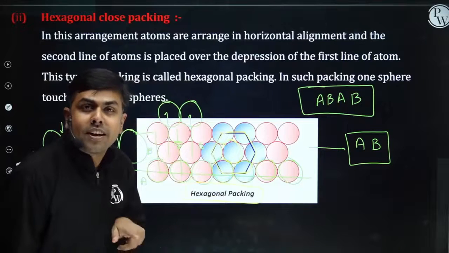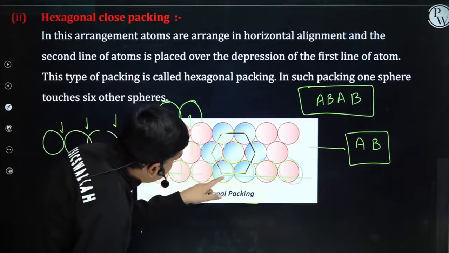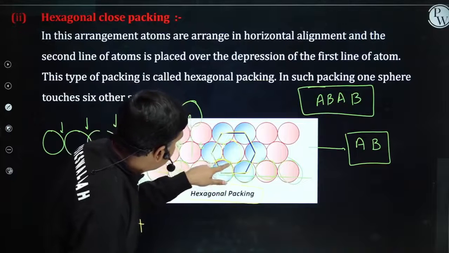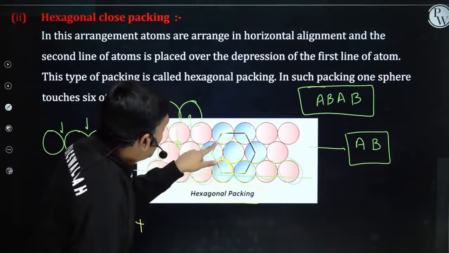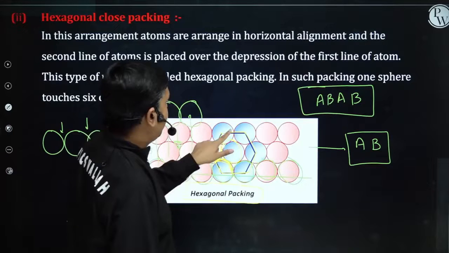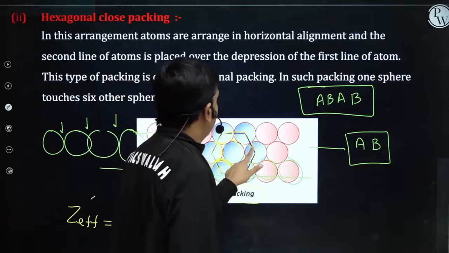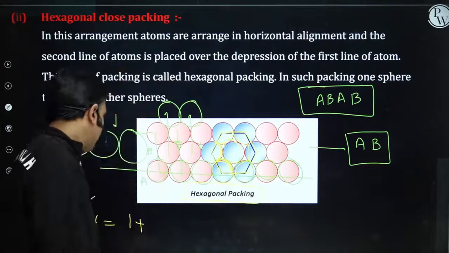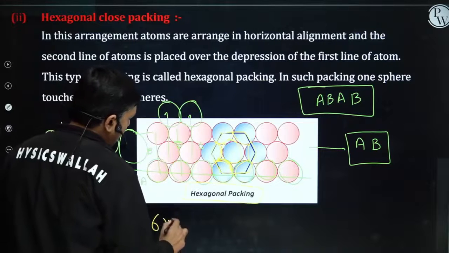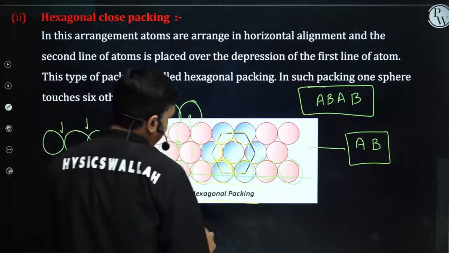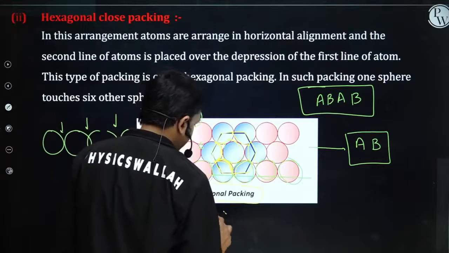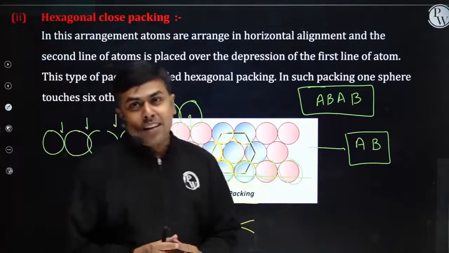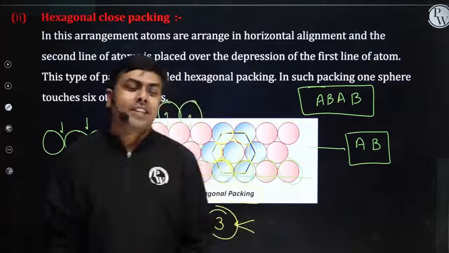along the corners of this regular hexagon, and each atom is having a contribution of 1 by 3. 1 by 3 part of this atom is lying inside this regular hexagon. 1 by 3, 1 by 3, 1 by 3, 1 by 3. Am I clear, students? So 6 into 1 by 3, so 2 plus 1, it's 3. Z effective is 3 here. And so the effective number of atoms in AB type packing in 2 dimension is 3.